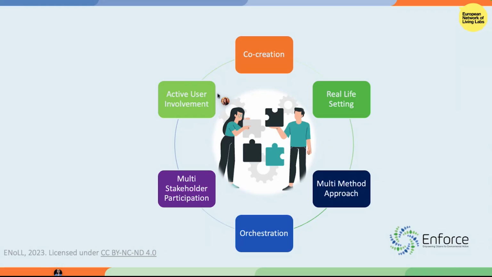Okay, so these are the 6 main building blocks of living labs: co-creation, real-life setting, multi-method approach, orchestration, multi-stakeholder participation, and active user involvement. As you can see, this is what we have in the official definition of living labs. All these characteristics, all these blocks are included there. But let's see in detail what they mean.